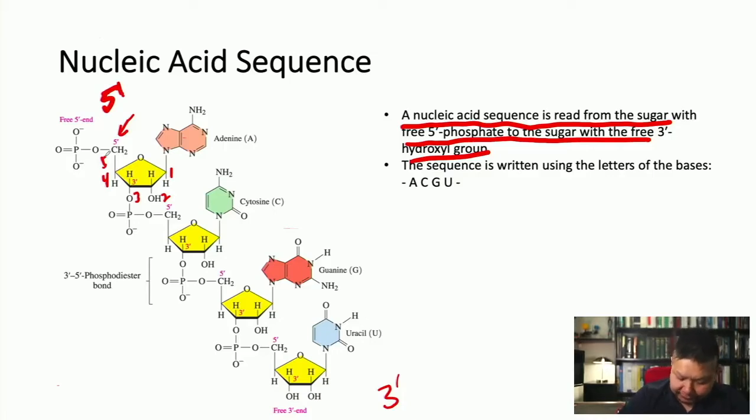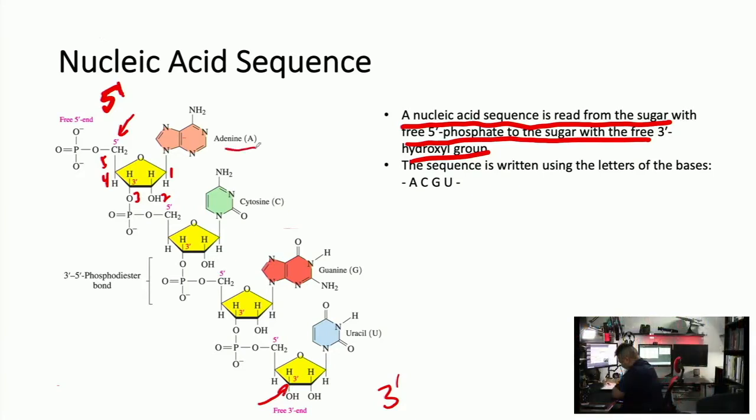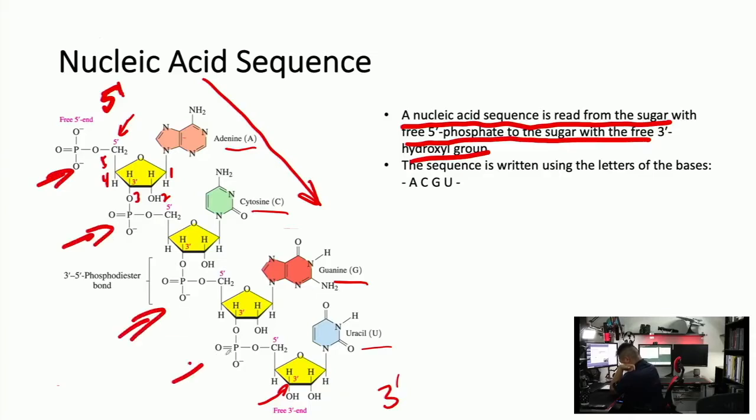That's first. And on this end, the furthest carbon is the 3' or the 3rd carbon, right? And then the sequence of DNA, in this case adenine, cytosine, guanine, and uracil, is read from 5' to 3'. Okay? That's how it's read. And remember, we have our phosphodiester bonds linking each one of those nitrogenous bases or nucleotides.